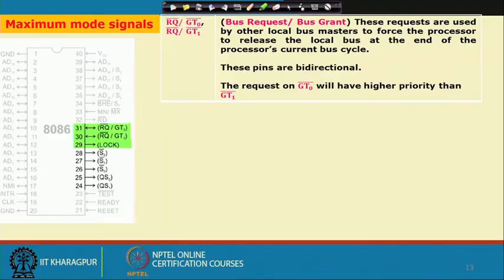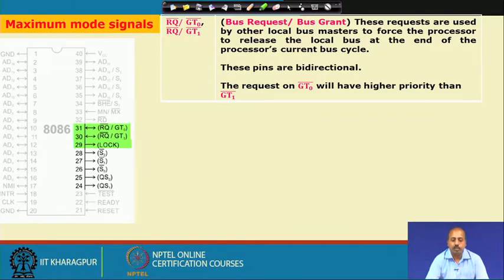So, any processor which is asking for bus access will give a request on this request line, and getting this request, the processor will finish the current bus cycle. Whatever it was doing, that cycle is finished, and then the bus is released. When the bus is released, the corresponding grant signal is given. We have two lines, RQ/GT0 and RQ/GT1. Out of these two, GT0 has higher priority than GT1. So, if you have one device connected to GT0 and another device connected to GT1, the GT0 device will have more priority.